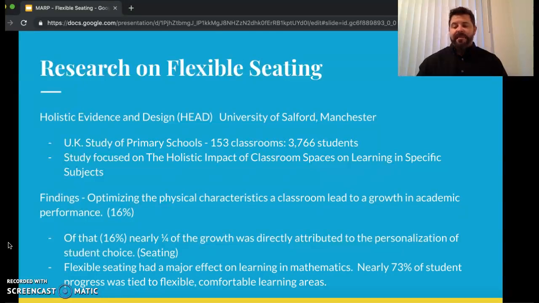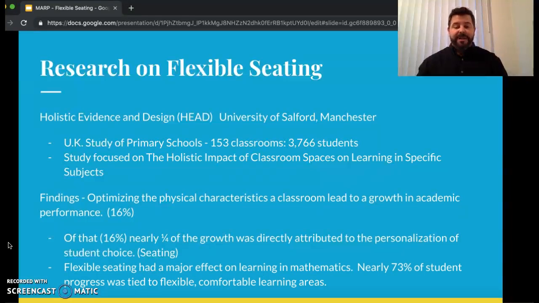And they looked at a lot of factors: design, air quality, colors, but one thing specifically they looked at was personalization of student choice when it came to seating. And of that 16% growth in academic performance, nearly 25% of that was directly tied to seating, so student choice. I thought that was a huge fact.